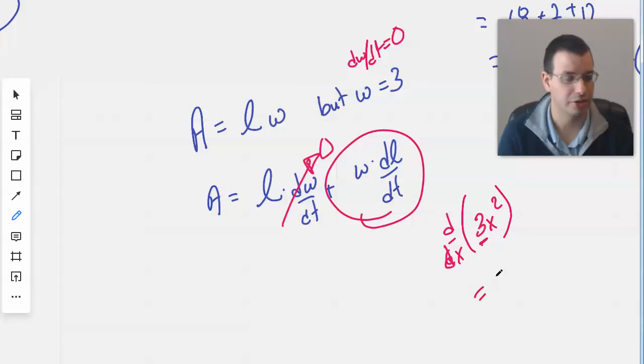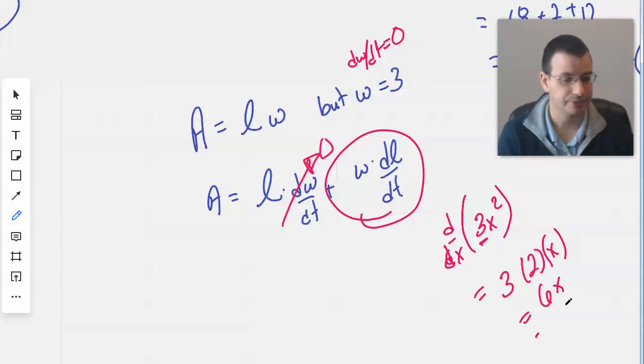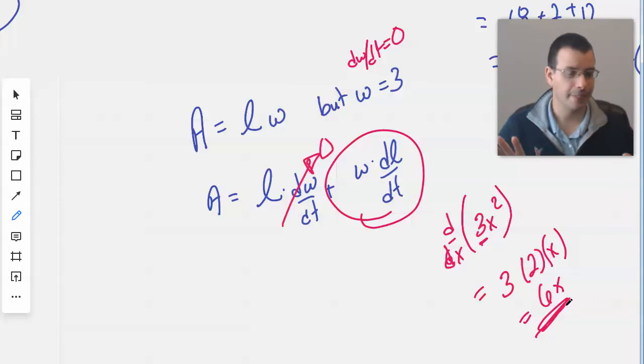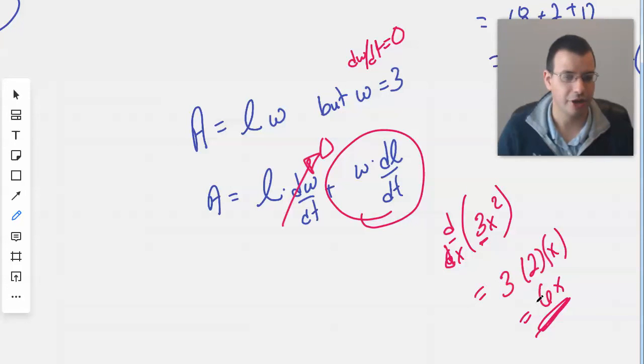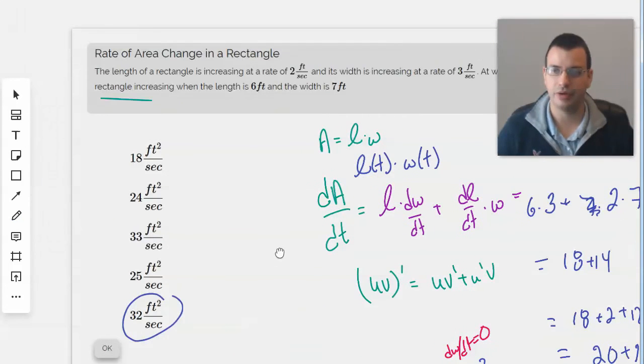So then this would be 3 times 2 times x, which equals 6x. So that's why the product rule is consistent with life. It makes sense. So you can use the product rule with constants even if you wanted to. It's just that one side of the equation is going to cancel out. All right, sidebar ended. And that is how you solve a rate of area change for a rectangle.